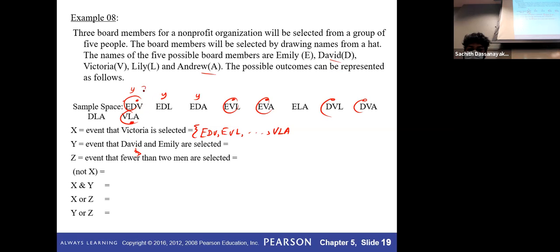DA should not be there. So this is C. D, yes. No, this is not right, because D and A both are in this case. So we need only fewer than, right? Even that, fewer than 2 men, yes. So we need only one. So we cannot consider this one for this capital C event.